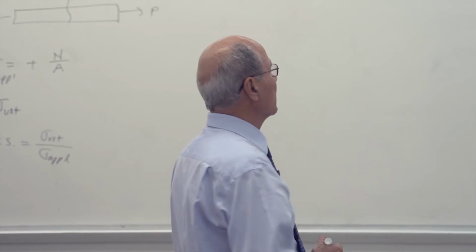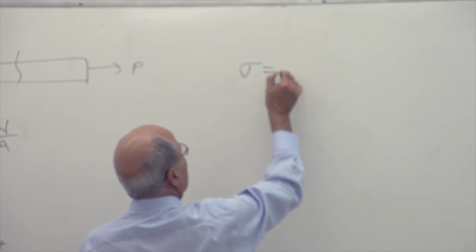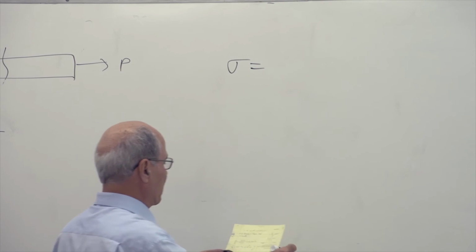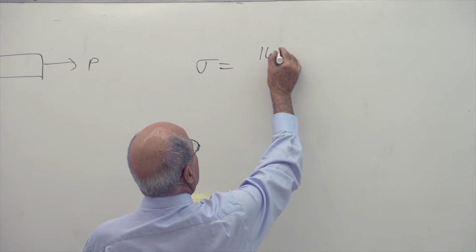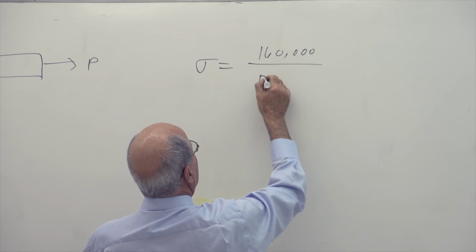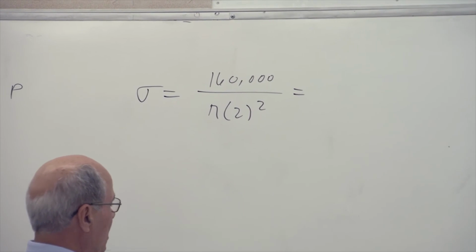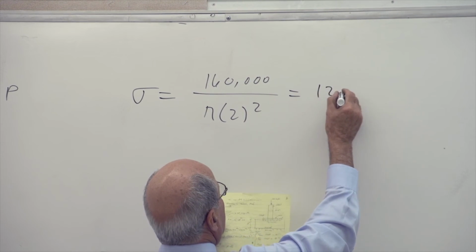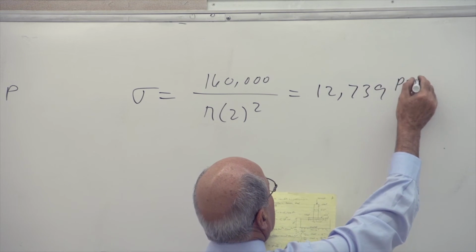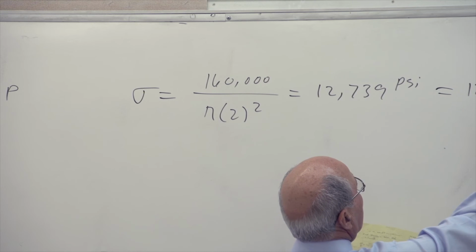Strength. Now, first of all, is the column under tension or compression? It is under compression. It's very simple. Let's do it. Sigma equals 160,000 pounds divided by pi times 2 squared, because that's the area of the column. The number is 12,739 psi, which is equal to 12.7 KSI.